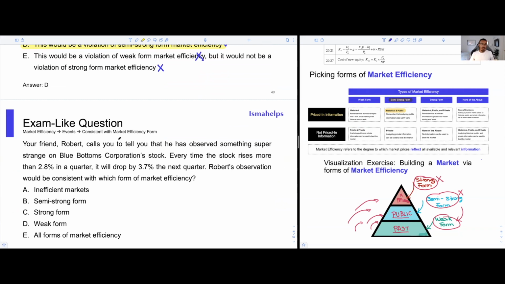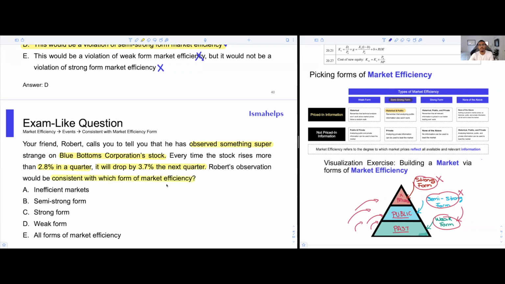So second question, this is going to be an event-based question of market efficiency, but we're going to look for something that is consistent with the event, something that is consistent with what was shared. Okay. So your friend Robert calls you to tell you that he has observed something super strange on Blue Bottoms Corporation stock. Every time the stock rises more than 2.8% in a quarter, it will drop by 3.7% in the next quarter. So Robert's observation would be consistent with which form of market efficiency?